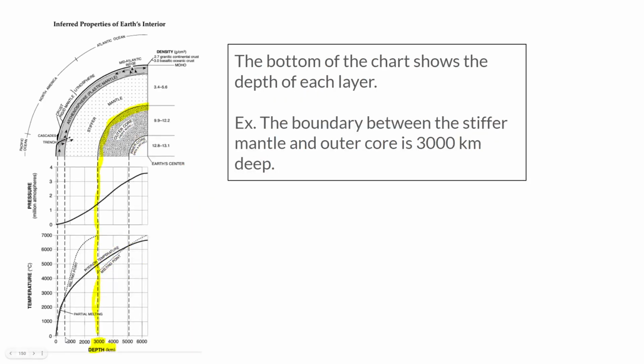Finally, the very bottom of our chart shows how deep each layer is. So if I ask you how deep is the boundary between the stiffer mantle and the outer core, you'll just go from the boundary all the way down to the depth, and I can see the depth of that boundary is 3,000 kilometers deep.